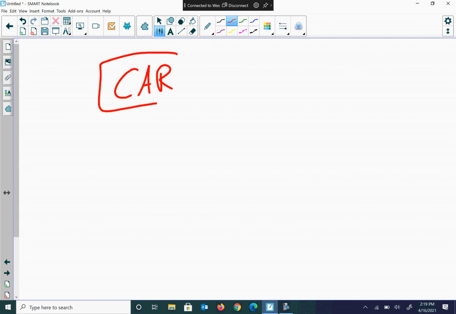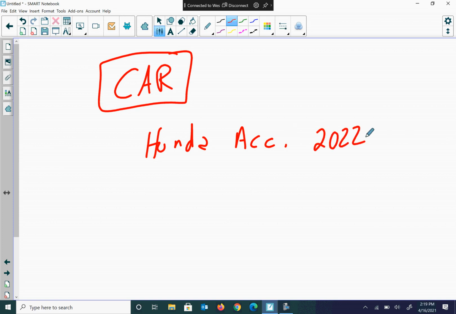And we would like to buy a car. And let's say we are going to buy ourselves a Honda Accord. I'm going to buy a Honda Accord. Okay. And we're going to buy the 2022 here in a few months. It's coming.